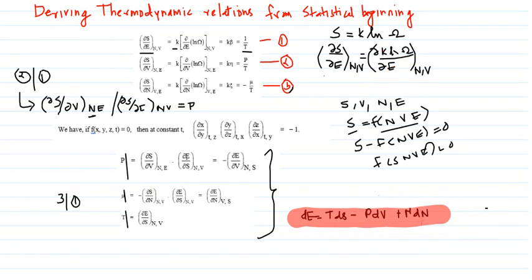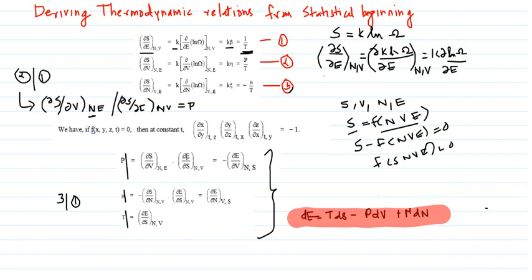k ln omega. k can be taken out. Then what you have is k into dou ln omega by dou E, right? Which is nothing but beta. That is exactly given here. Dou S by dou E is k beta. And what is beta? Beta is 1 by kT, and that will yield you 1 by T as dou S by dou E at constant N and V, right?